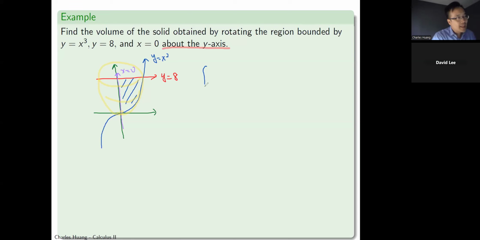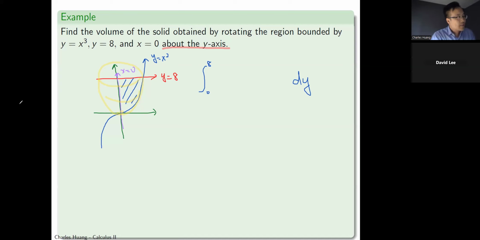So this way, and one of the easiest things to remember is if I am rotating about a vertical axis, then I have dy. In this case, because I'm going from 0 to 8, the y value is from 0 to 8. That's the limit.